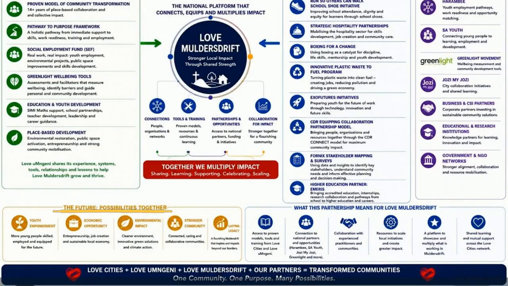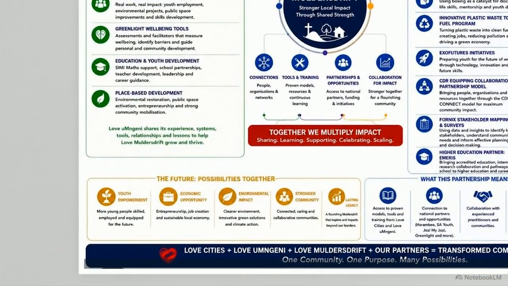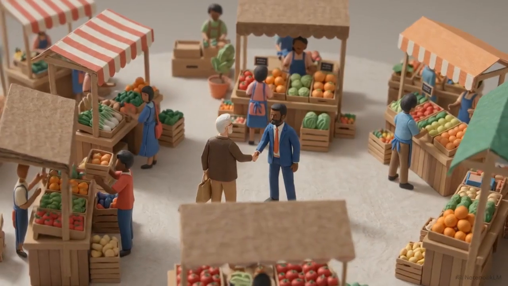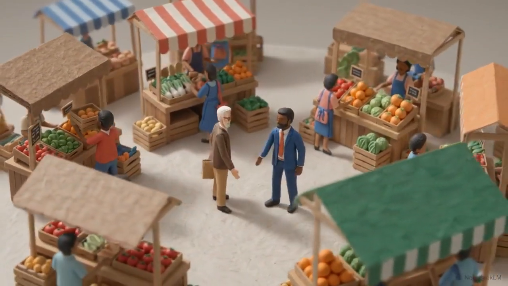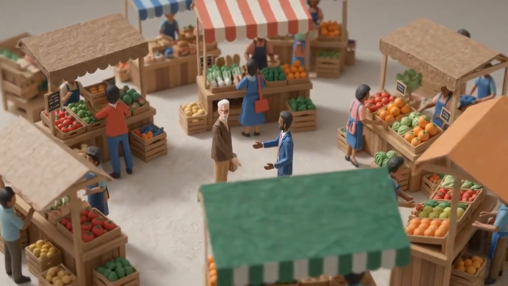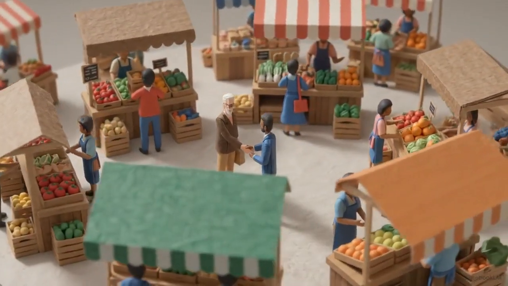Looking at the bottom of the diagram, the real-world outcomes of this multiplied network become clear. By pooling these resources, we see distinct, measurable results. More young people actively equipped for the future, and a sustainable local economy driven by job creation and entrepreneurship. Beyond the completion of individual projects, this model leaves behind a permanent infrastructure, a connected, self-sustaining network of leaders and citizens equipped to collaborate indefinitely.